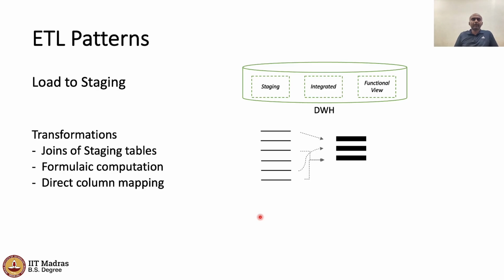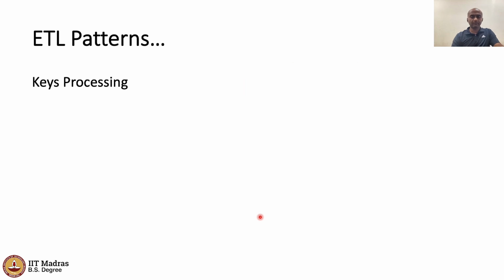Let's continue from where we left off. We were looking at ETL patterns. So the pattern that we will now discuss is something called keys processing. Here it refers to a very specific set of concepts that we should all understand.